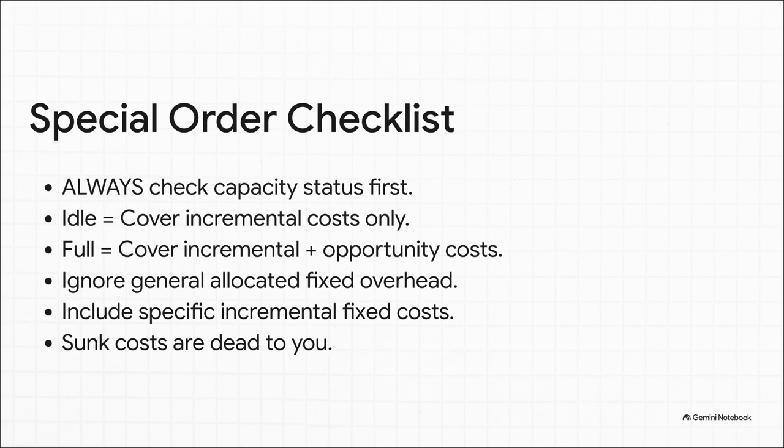First, always check capacity status. If it's idle capacity, cover incremental costs only. If it's full capacity, cover incremental plus opportunity costs. Ignore general allocated fixed overhead. Do include specific incremental fixed costs, like a special tool bought just for this order. And finally, sunk costs are completely dead to you.